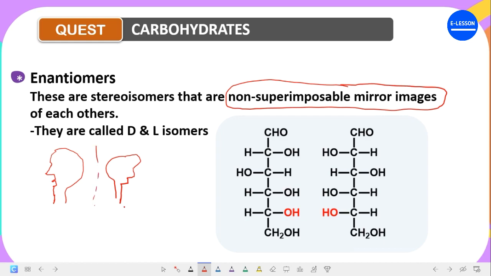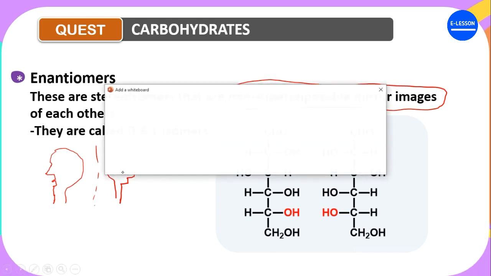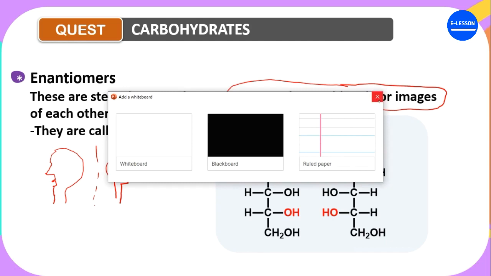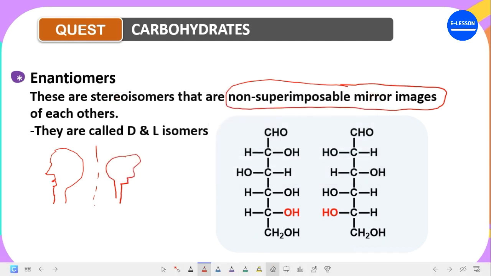That is what enantiomers are. They are stereoisomers that are non-superimposable mirror images of each other. They are also called D and L isomers. They are designated in two ways. The D way and the what? L. They are D and L isomers. Okay? D and L isomers. And let me illustrate for you.